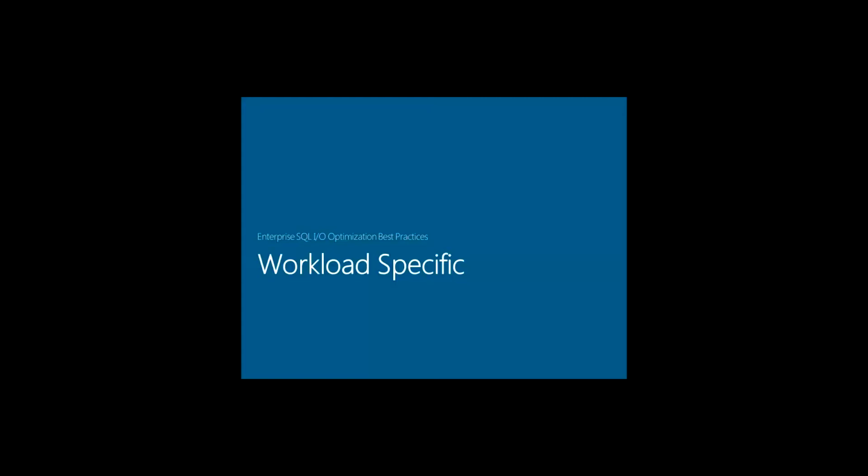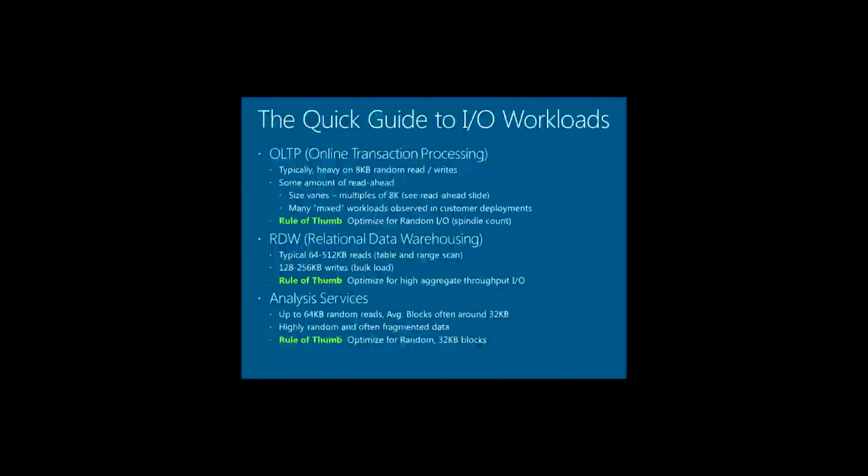And shift gears a little bit and talk about workload-specific I/O best practices. So different I/O workloads you'll see in the SQL Server ecosystem: online transaction processing, OLTP, order systems, inventory, fast data churn. They're going to typically see heavy 8K random reads and writes to the data drives, some amount of Readahead. The size of the Readahead is going to vary. It's always in multiples of 8K because that's the internal page size within SQL Server.